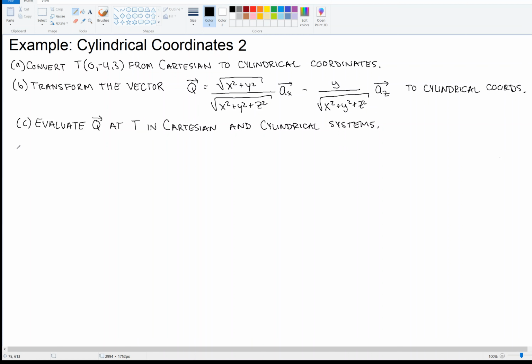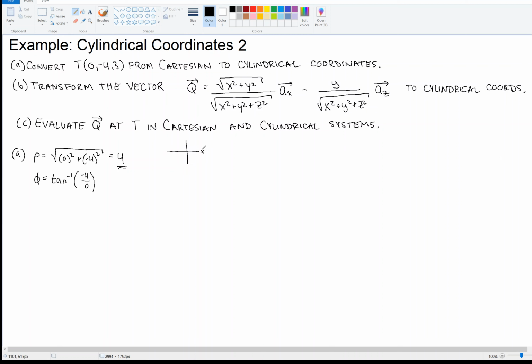Let's get started. So part A, convert t to cylindrical coordinates. Alright, so what you have to remember is that rho is going to be the square root of x squared plus y squared. So that would be 0 squared plus minus 4 squared. And so that just gives us 4. Right? And then phi is the inverse tangent of y over x. So that would be -4 over 0. Well, what is that? Is that undefined? It's actually well defined, believe it or not. Maybe not well, but it is defined.